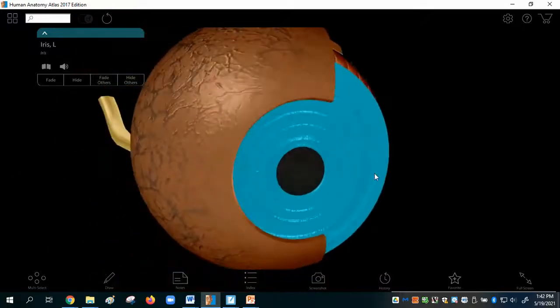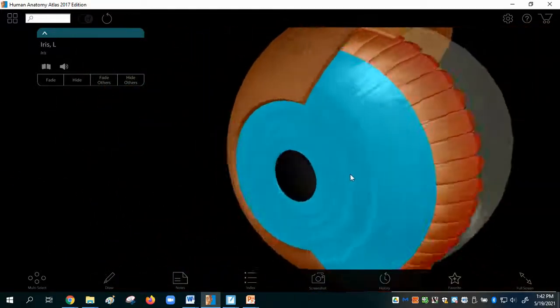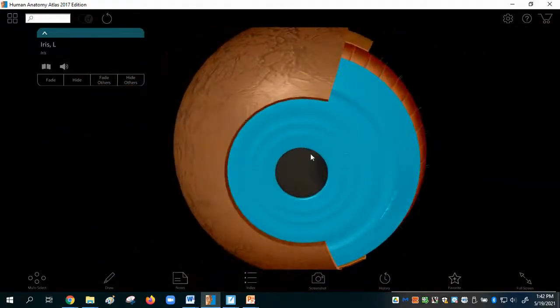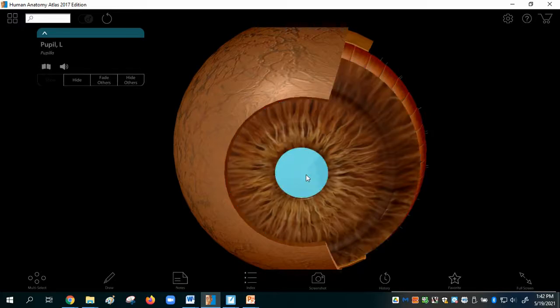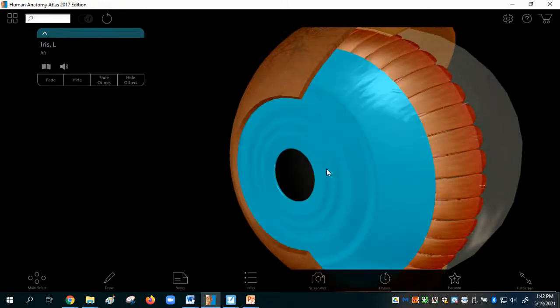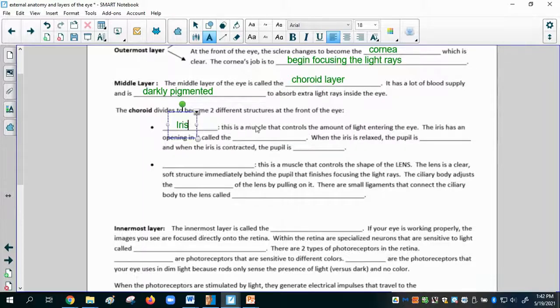And I've highlighted it. You can see it has sort of a disc shape with an opening in the middle. This opening is the pupil. This is the black opening at the center of the eye. It's a hole. Really, I shouldn't be able to click on it because it's an opening, but it says pupil and it's just an opening. So here's the iris, and we know that the iris changes size to allow the pupil to become bigger or smaller to allow more or less light in. So the iris is a muscle controlling the amount of light entering the eye. It has an opening in it called the pupil.